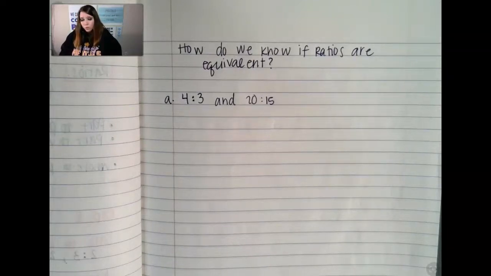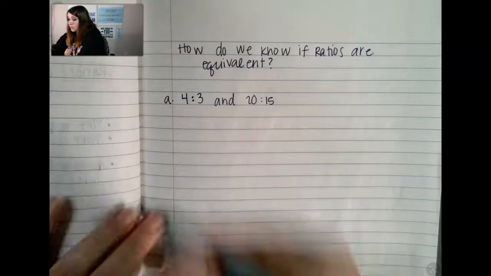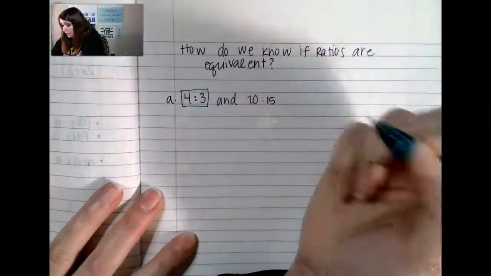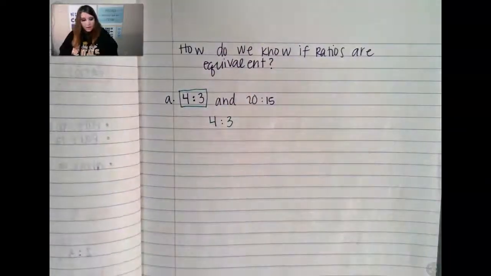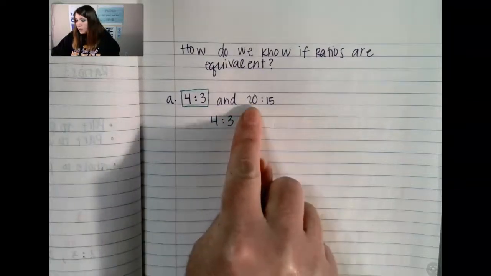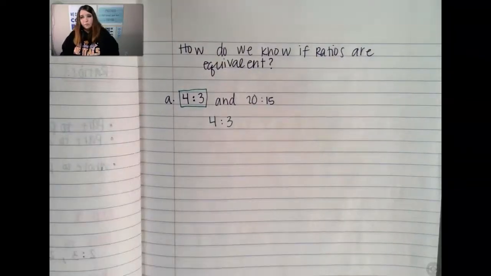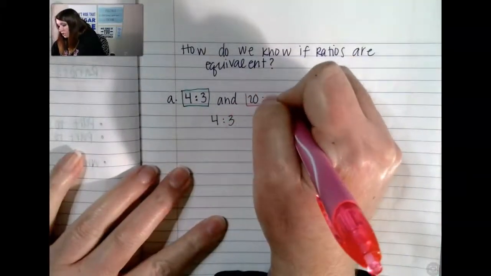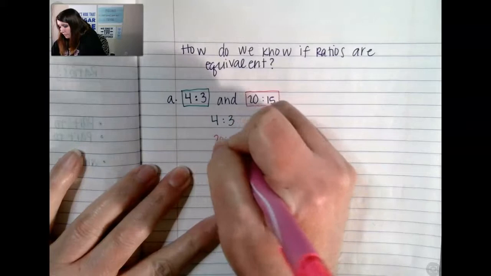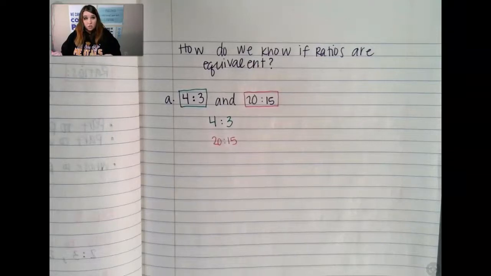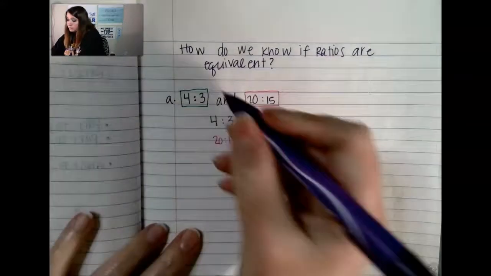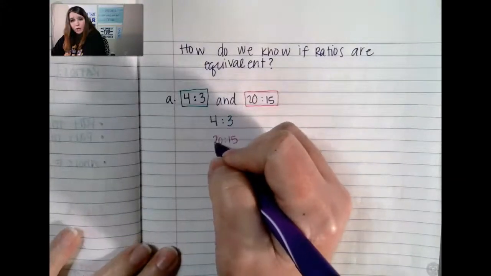So what we're going to do is look at both ratios. The first ratio that we have is 4 to 3, and we're going to compare it to the second ratio right here, which is 20 to 15. How we compare these is by looking at the change. We're going to see what the change is to get from one to the other and see if they were equivalent. So we're going to say, how do I get from 4 to 20 or from 20 to 4?